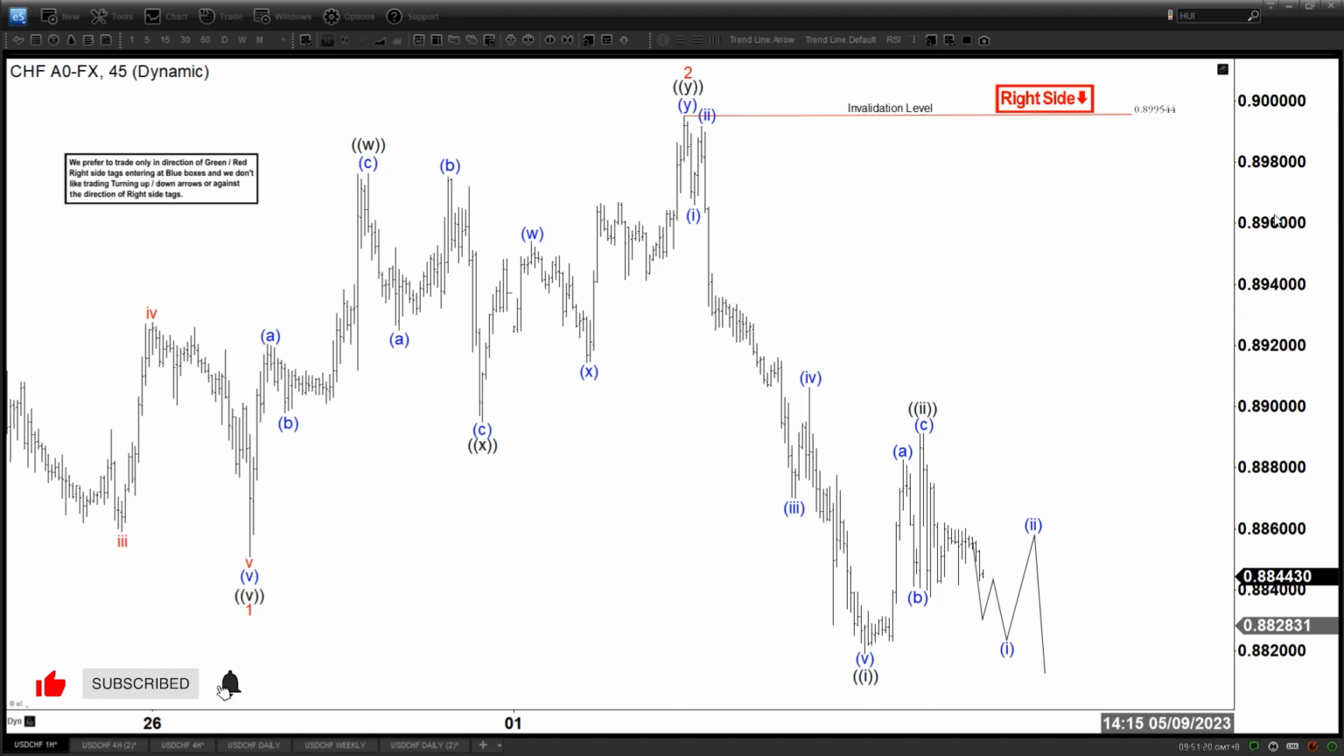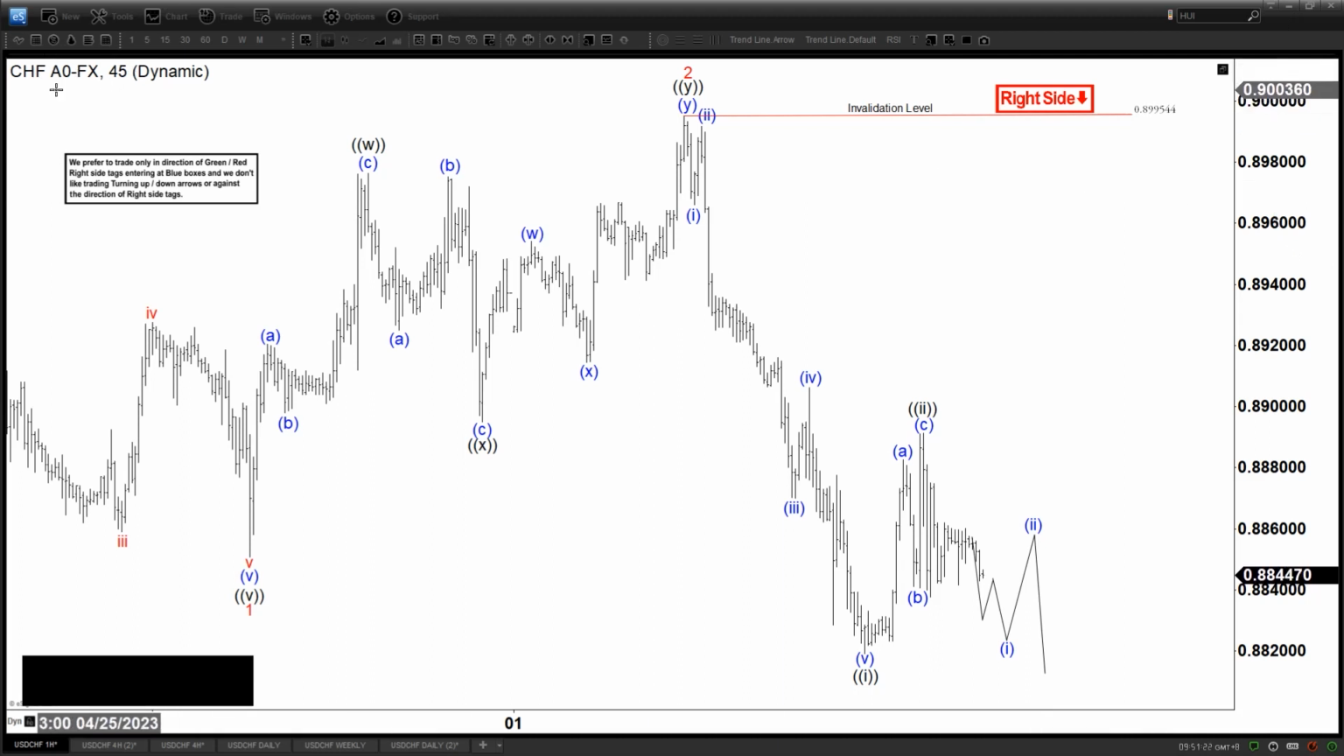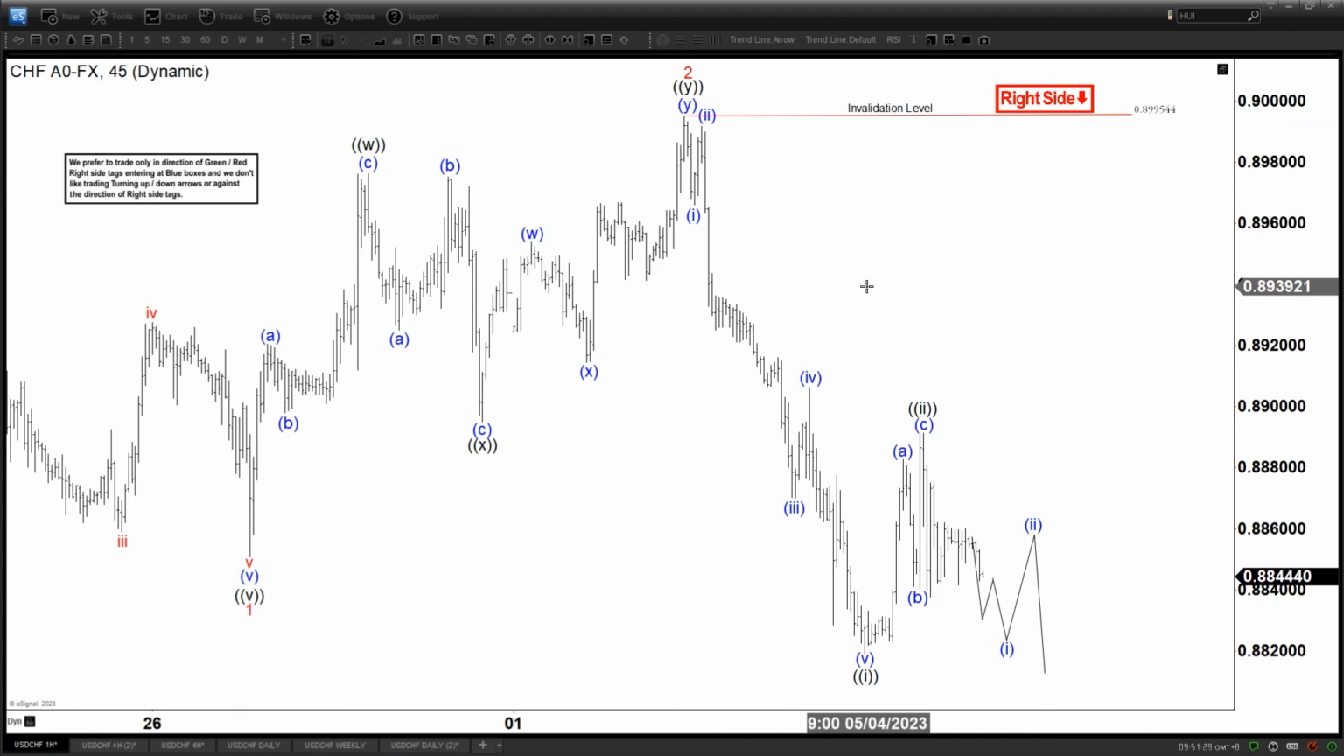Today we're going to be looking at the chart of US dollar Swiss. This is a 45 minute chart. Now today we're going to be focusing more on the shorter cycle here, because in the long term I think the longer cycle still has a couple of possibilities, but at least in the shorter cycle it looks pretty clear.